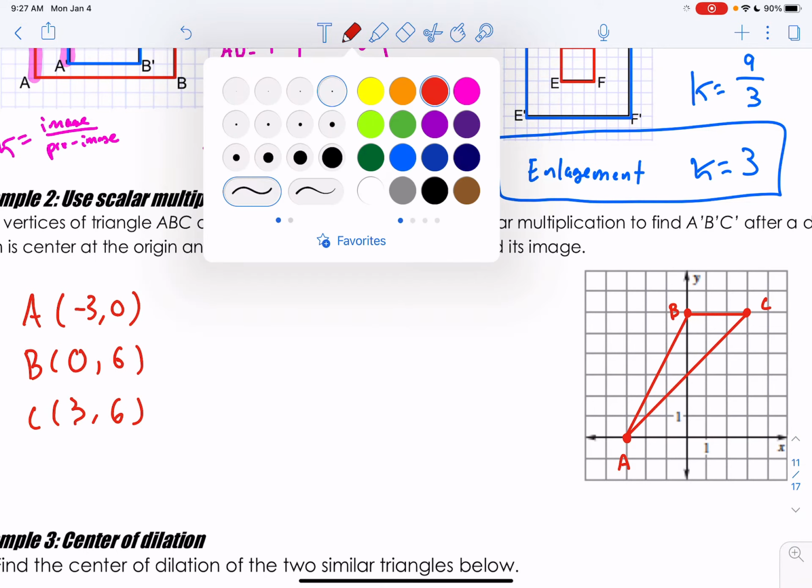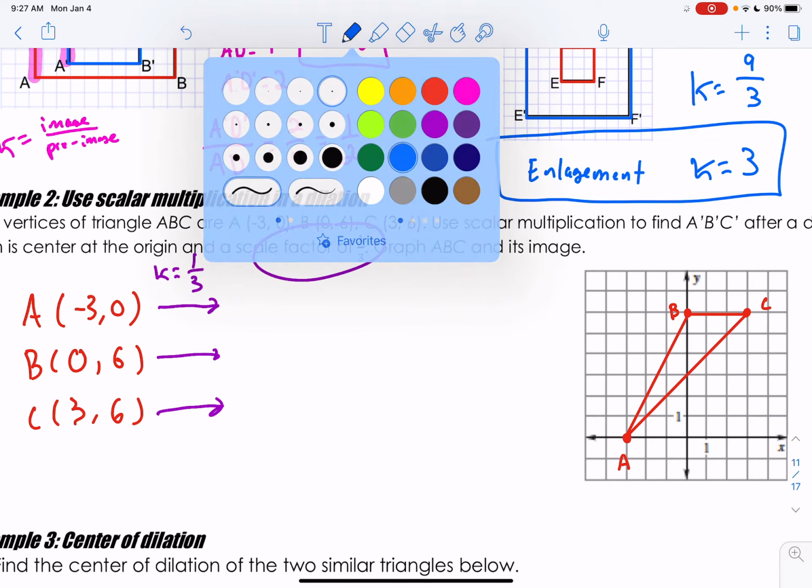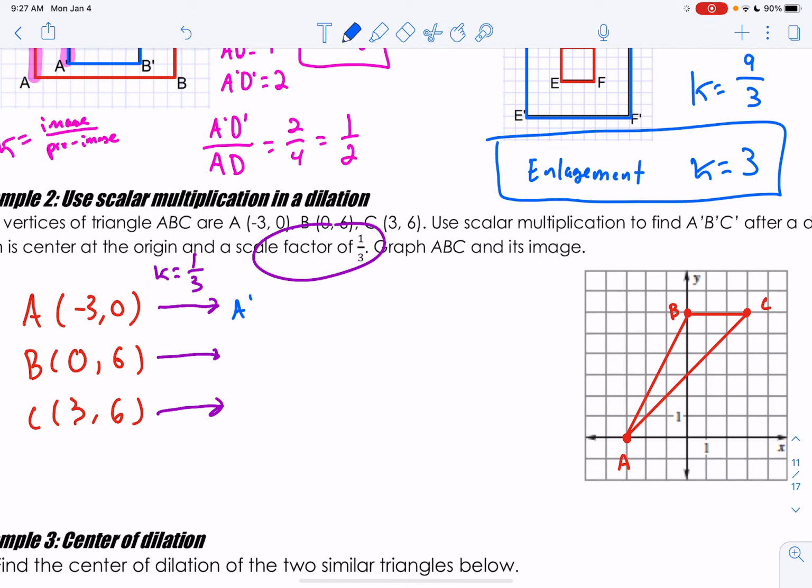This is going to look similar to what we did when we did our translations. I'm going to take these points and change every single one of them, using my scale factor that was given to me of 1/3. So k equals 1/3. And as we know, I'm going to get 3 new points: A prime, B prime, and C prime.